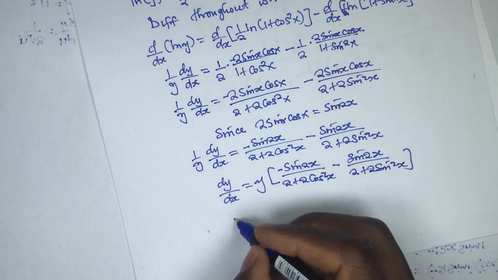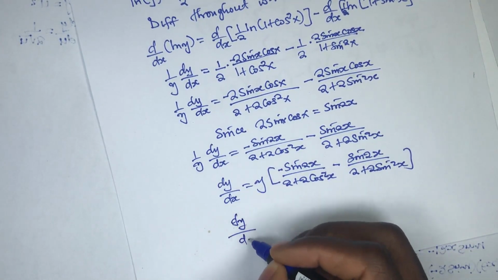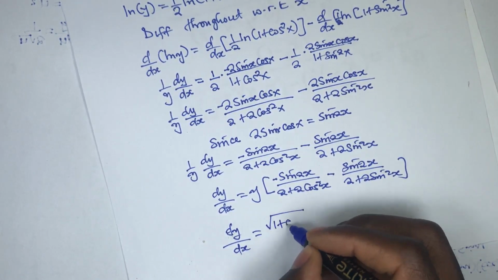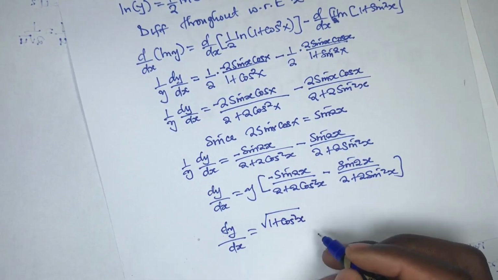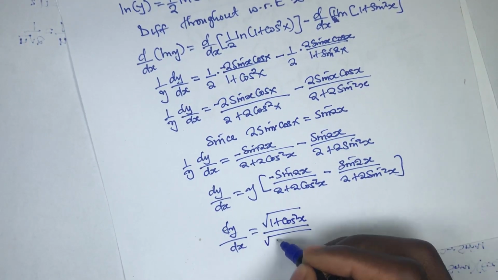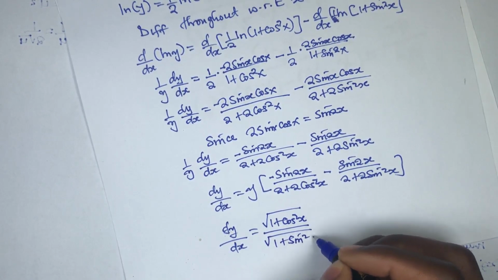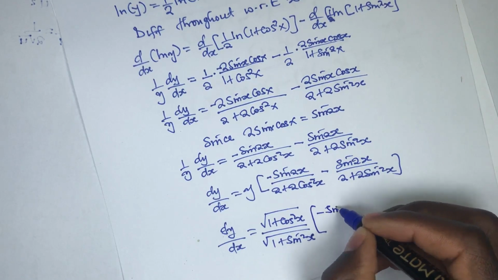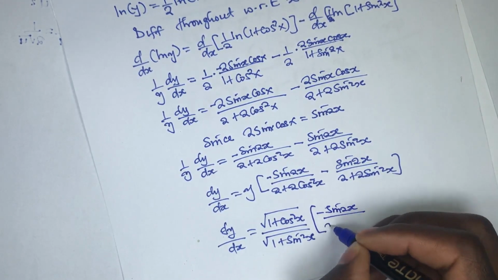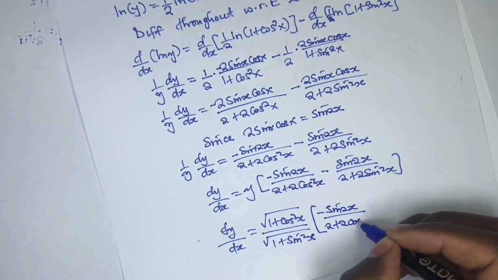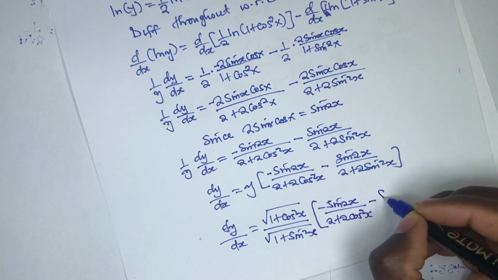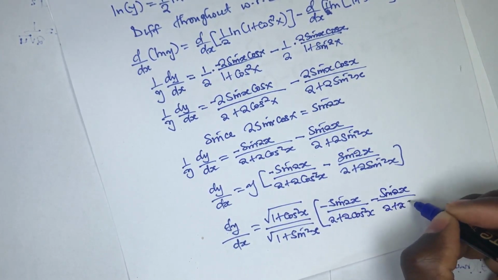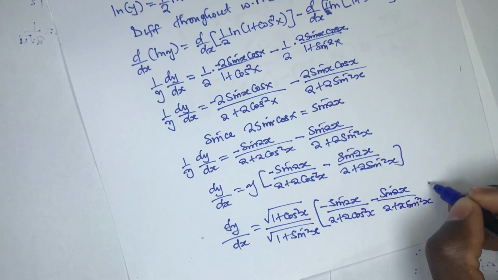So then our dy/dx is equal to, the function of y is the root of (1 plus cos squared x) divided by the root of (1 plus sin squared x), multiplied by open brackets, negative sin 2x divided by 2 plus 2 cos squared x, minus sin 2x divided by 2 plus 2 sin squared x.